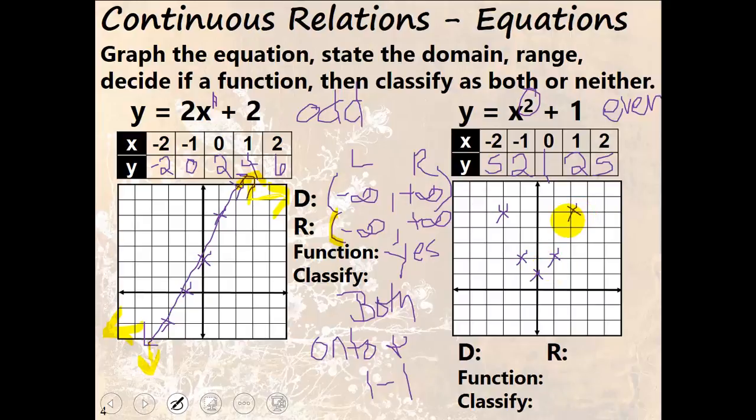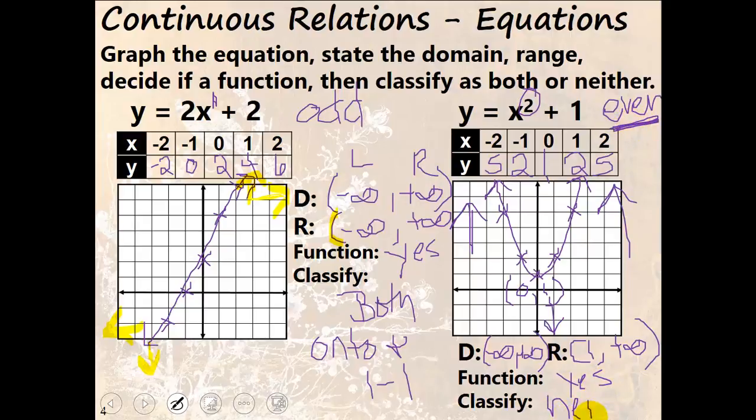So you see how we have y's that are repeating? So that means it's not 1 to 1, okay? And do you see how we have a minimum value of y? We have a minimum value of y, so that means that it's not onto, okay? We don't use any of these y's down in this direction. So my domain is negative infinity to positive infinity, but my range, my smallest y value is 1. And then it just keeps going on forever in the positive direction on both sides. Okay? It is a function because it passes the vertical line test, but it's even, so that means it is neither 1 to 1 or onto.